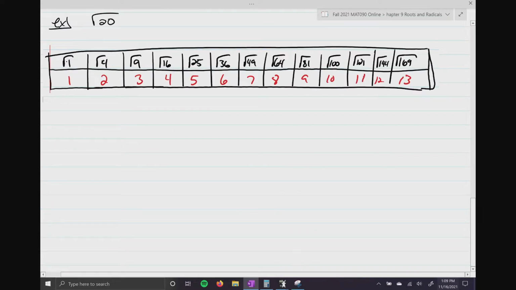All right, I'm back. And the example is, what is the square root of 20? Now notice, in my table, across the top row, I don't see the square root of 20 anywhere. So what we're going to have to do is approximate it, okay?